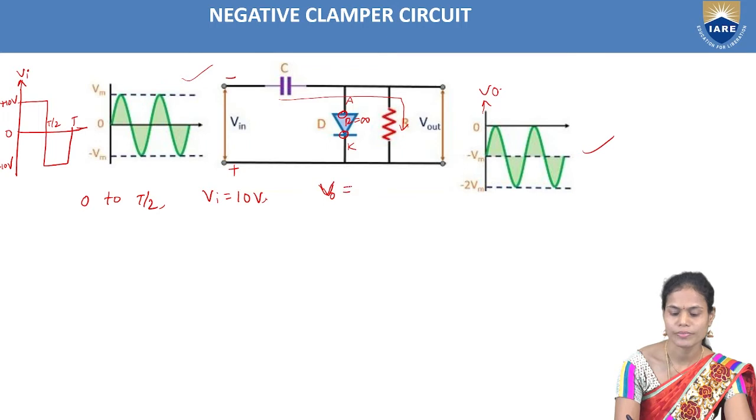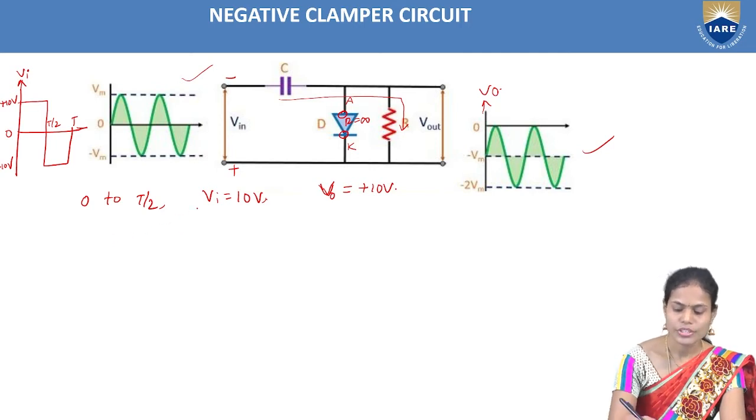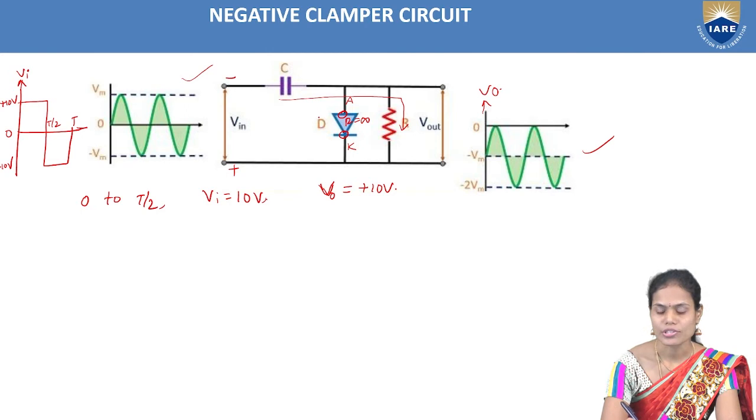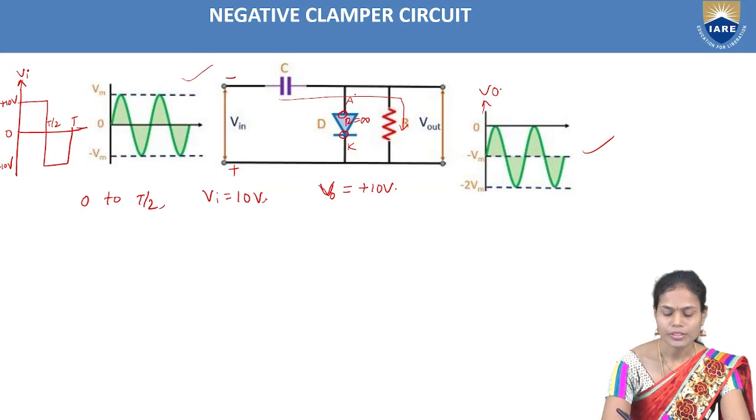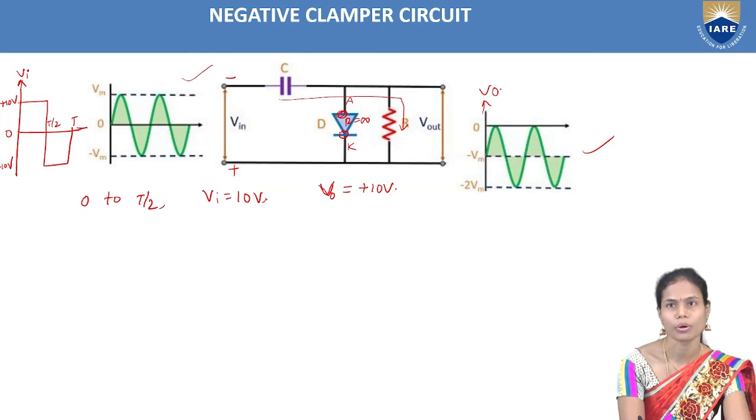Is equal to, what is the input voltage we are providing? That is plus 10 volts. Next we need to calculate the capacitor voltage also, how much it is charged. In this case, the capacitor is not charging here. Why? Because the diode is in open circuit form.